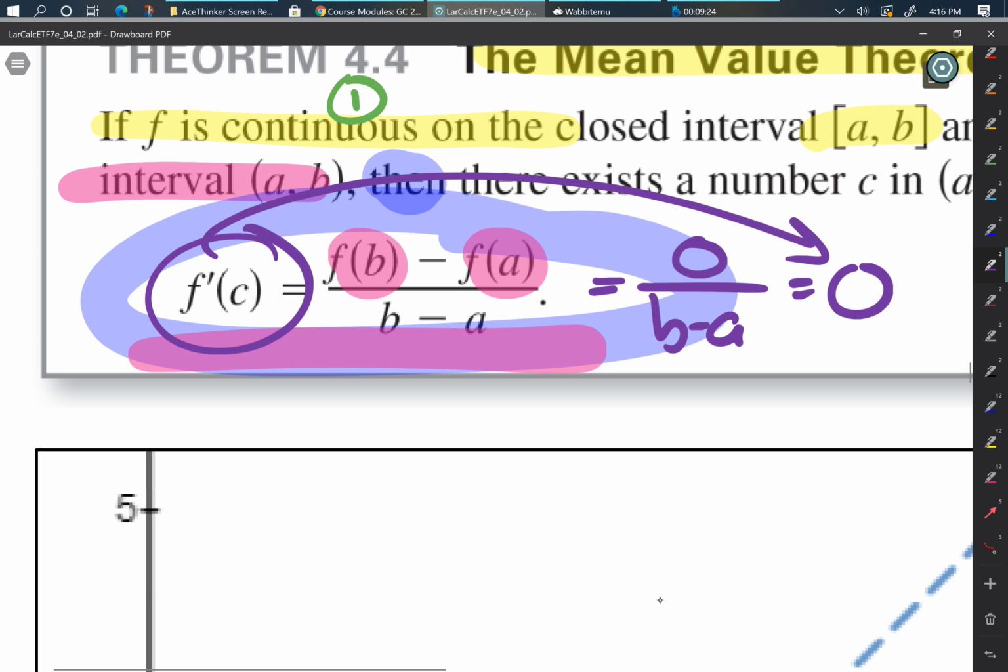Then that fraction is just going to turn into 0, and then you're looking at Rolle's theorem. There's no reason to necessarily do both. All right, so down here, our next example.